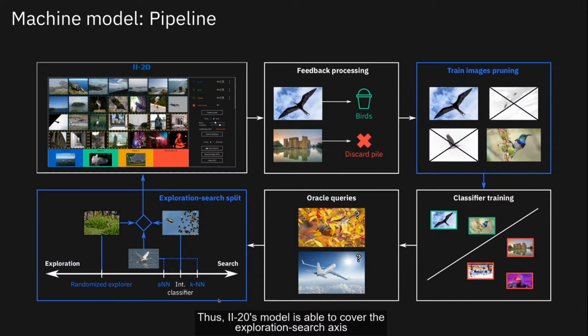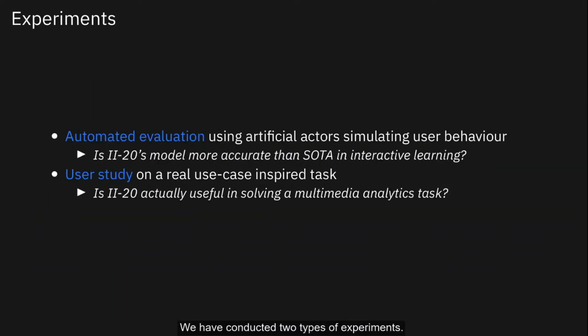Thus, AI20's model is able to cover the exploration search axis and dynamically slide alongside it, which, to the best of our knowledge, has been missing in the state-of-the-art in multimedia analytics so far. We have conducted two types of experiments.